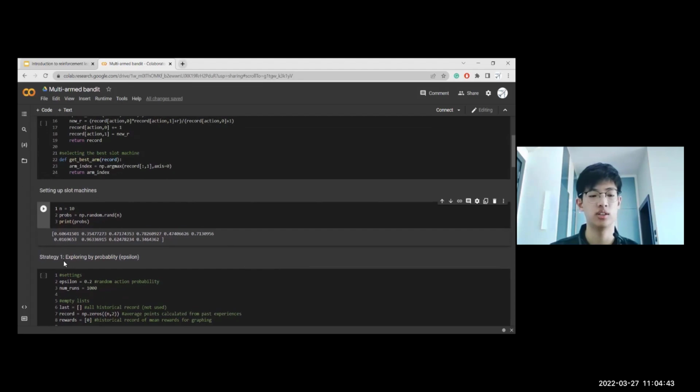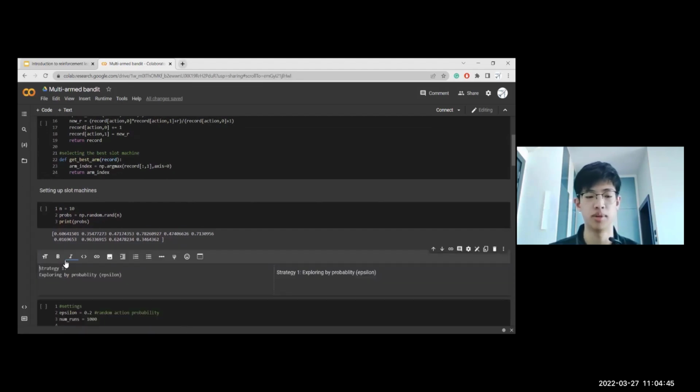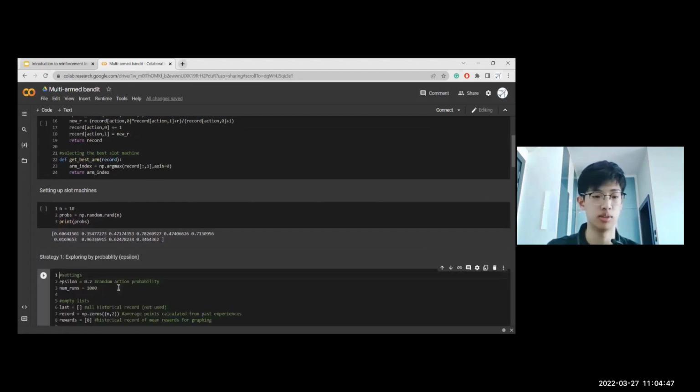So the first strategy I used was exploring by probability. That was not supposed to happen. Okay, exploring by probability.